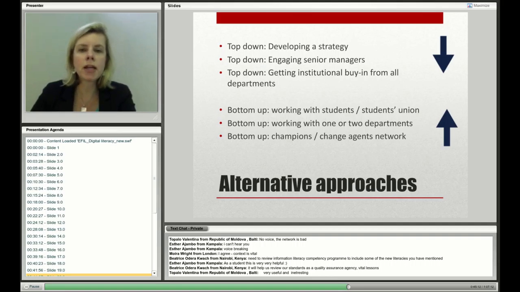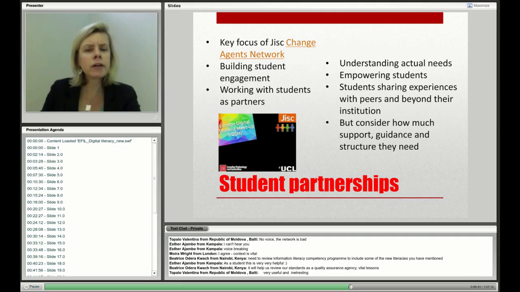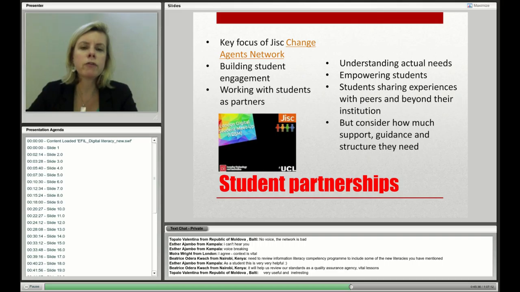We found a combination of approaches. Certainly having a strategy can be helpful, getting things passed at committees can be helpful, so getting buy-in, but actually working with our students directly, as you'll see from the projects I'm going to talk about in a moment, has been really, really helpful. And I mentioned the focus in the UK on the idea of working with students as partners and building what they call a change agents network. You can follow the links and have a look at this.